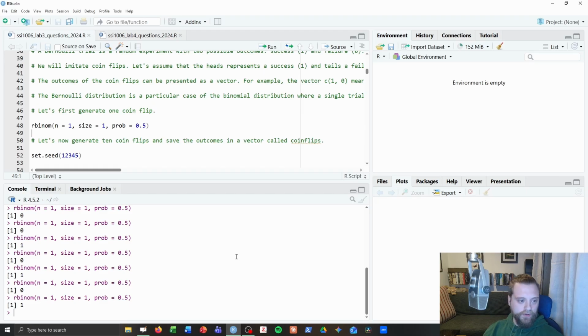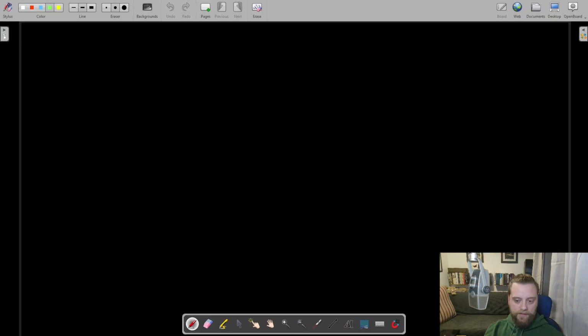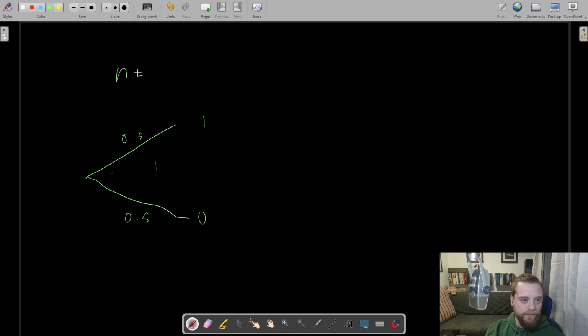Now, if we try and visualize this then, the best way of thinking about it, and this is something that you've probably looked at before at some point, is these kind of probability trees. So we have 2 outcomes, a 1 and a 0. Our probability of each is 0.5. So that's our coin flip. And in this case, that would be an n of 1. Now we'll come back to this because this is, I think, a useful way to visualize this.